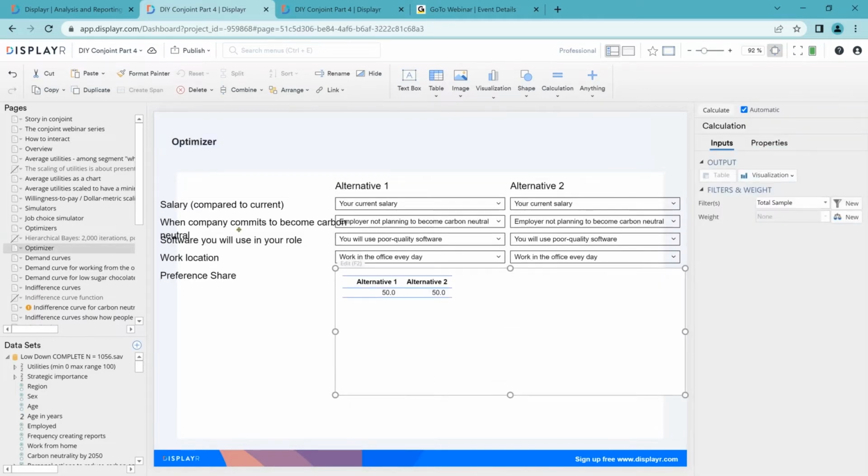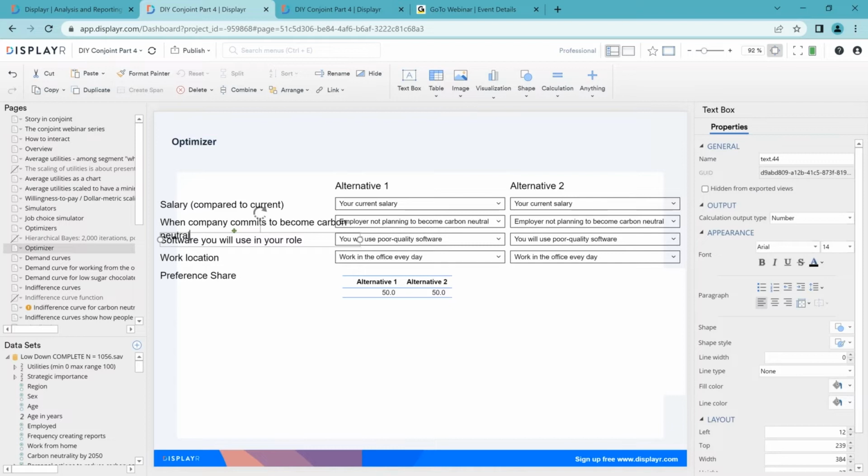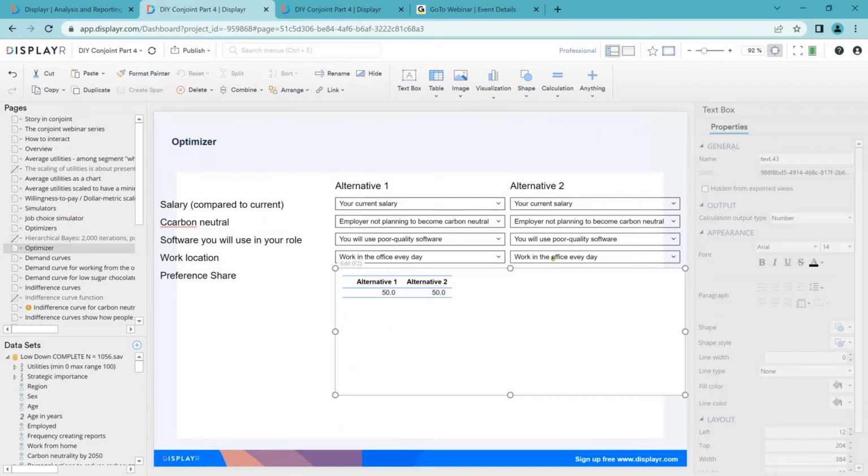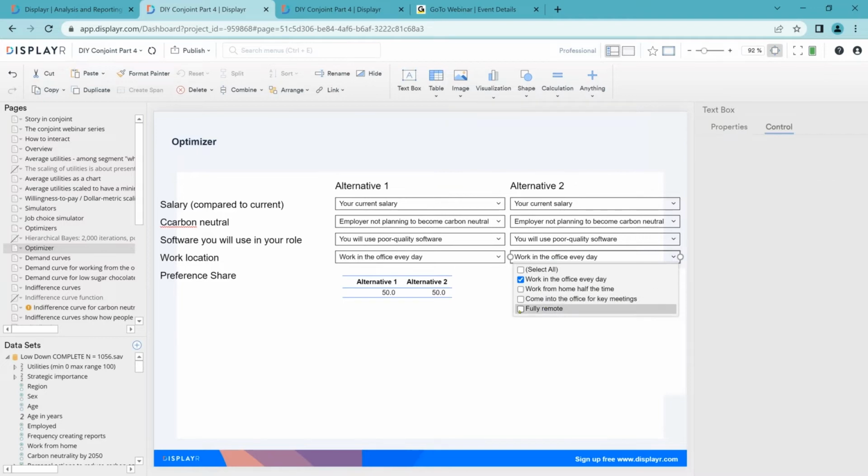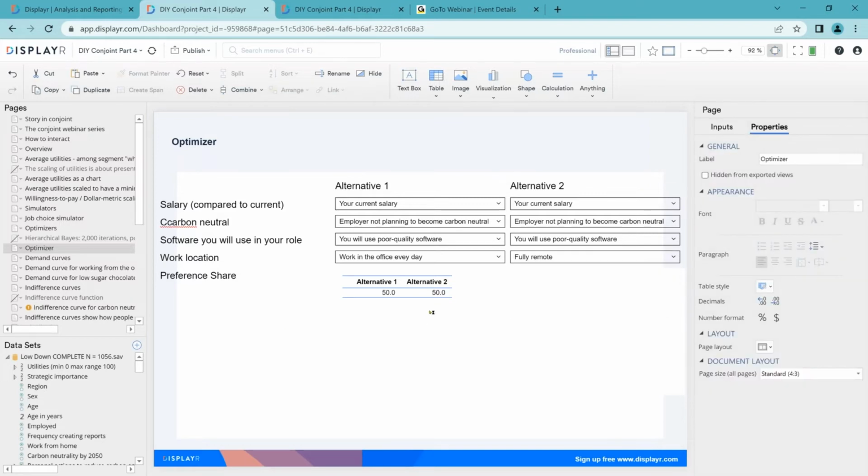Okay, now let's make it a little bit more readable. I'm going to modify this to look as we had before. So we're comparing fully remote with work in the office every day as the two alternatives. As we saw before, we're going to get the preference share of 1/3 of people preferring the option of work from the office and 2/3 preferring the fully remote, all else being constant.